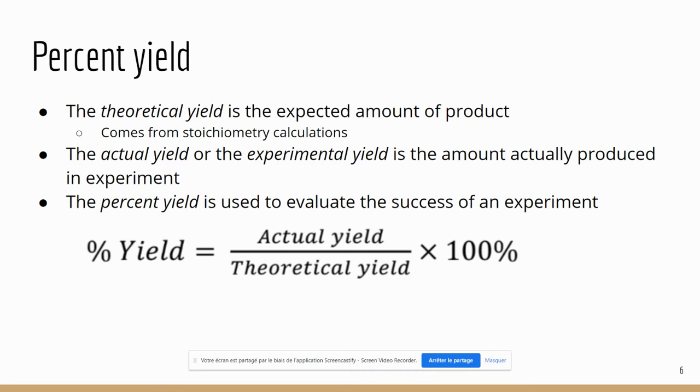And then the percent yield is just used to evaluate success. I'd put times 100% in there, but it's really just times 100, just the ratio of it. So just actual over theoretical. And that number will tell us how successful that we are.